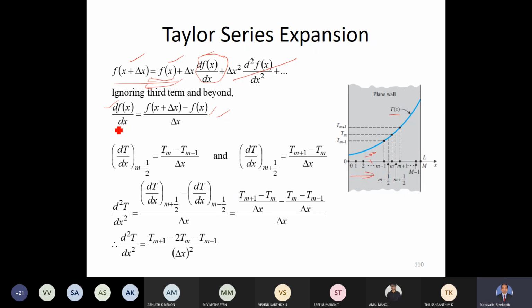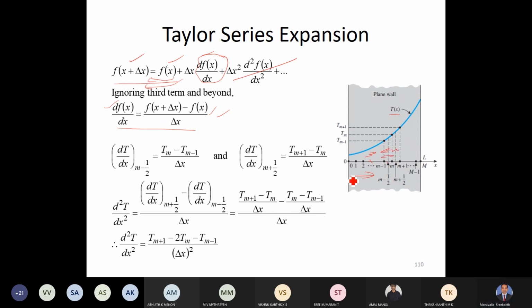So if we apply what we have seen here to the temperature, in place of f(x) I write T. Temperature is a function of x. So for this temperature distribution, if I implement this notation, dT by dx at m minus half, see, this is point m minus half. This is the point which is m plus half. So at m minus half, this can be written as Tm minus Tm minus 1 by delta x. What is delta x? This distance is delta x.